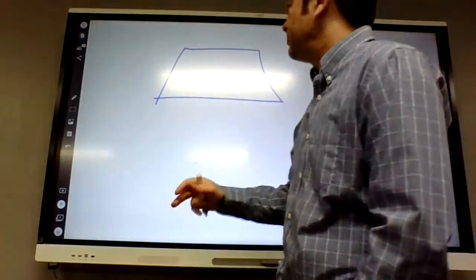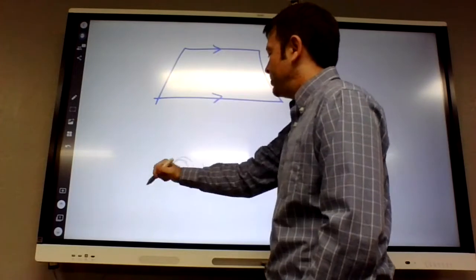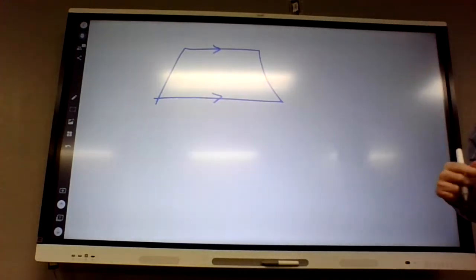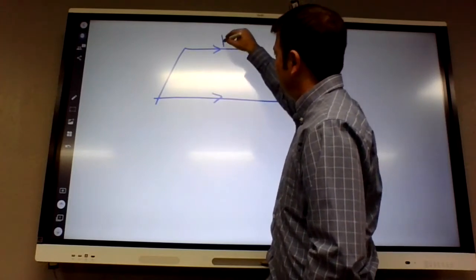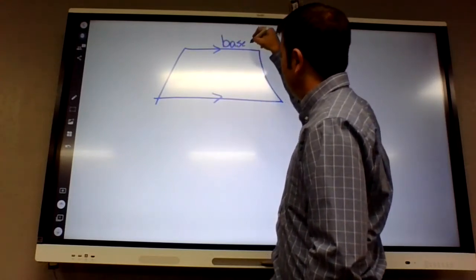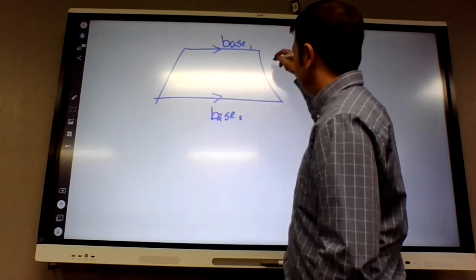Parallel sides, yes, one pair of parallel sides. So it's not a parallelogram because these are not parallel. What are the parallel sides called? Bases. So you've got base one and base two. And what are the non-parallel sides called?